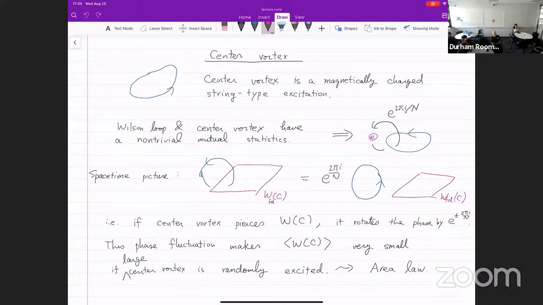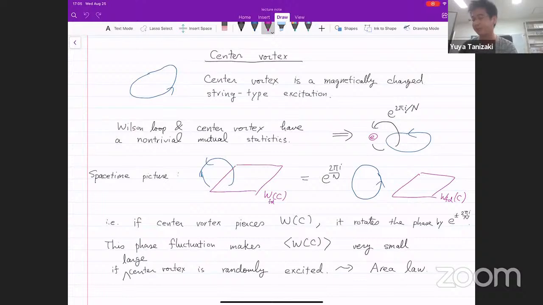Yeah, but this kind of commutation relation can be understood by regarding this object as just a low energy realization of the center symmetry generator. I see, great, thank you.